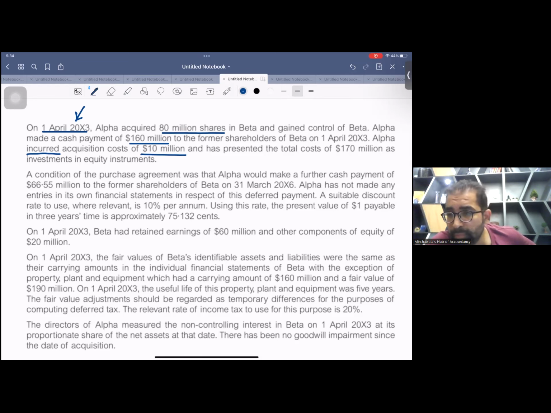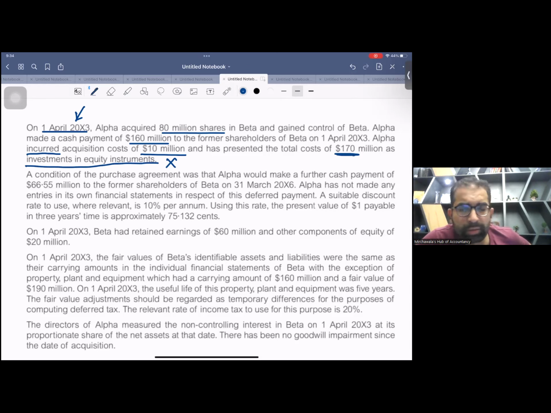But see what they have done. Alpha has incurred acquisition cost of 10 million and has presented the total cost of 170 million. See, 160 plus 10 as investment in equity. Wrong. They should have booked only 160 million as COI.